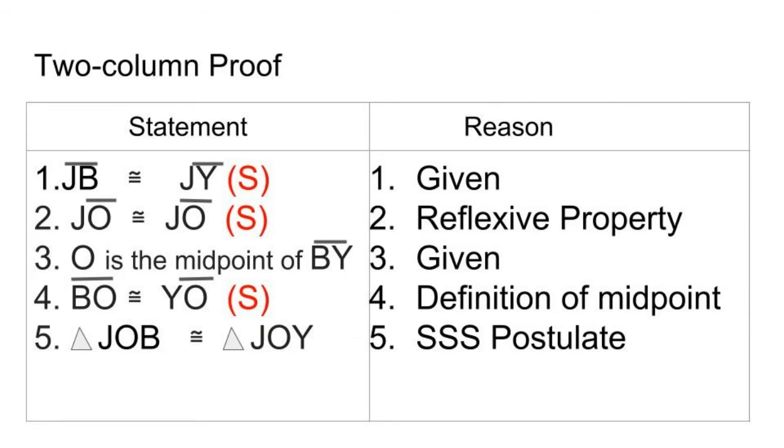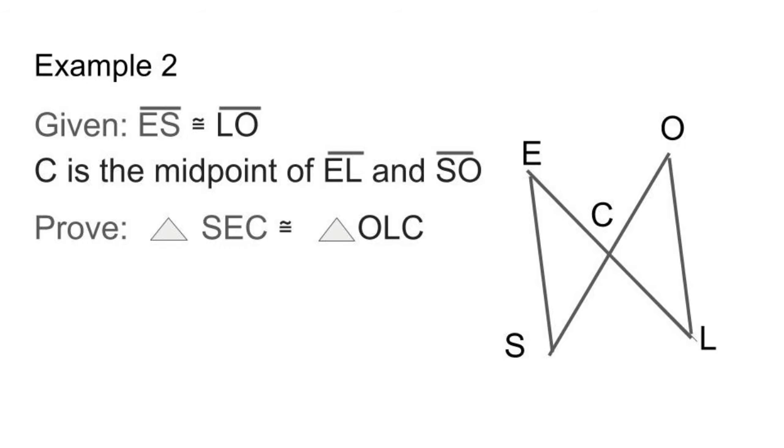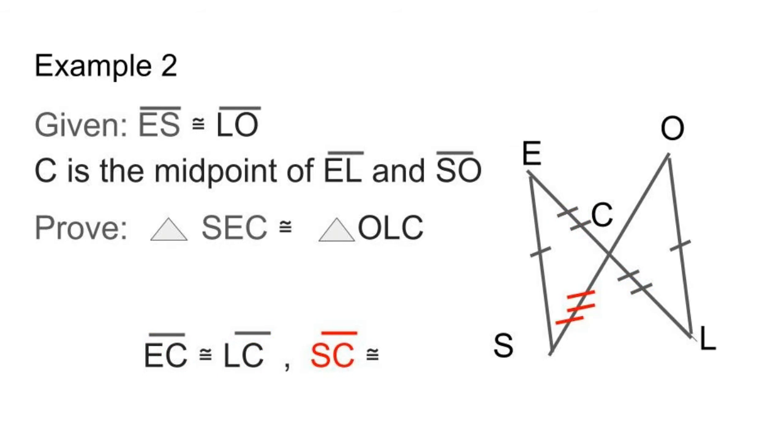Example number 2. Given segment ES is congruent to segment LO, point C is the midpoint of segment EL and segment SO. Prove that triangle SEC is congruent to triangle OLC. Let's put marks on the figure. Segment ES is congruent to segment LO, given. Since C is the midpoint of segment EL and segment SO, segment EC is congruent to segment LC, and segment EC is congruent to segment OC.